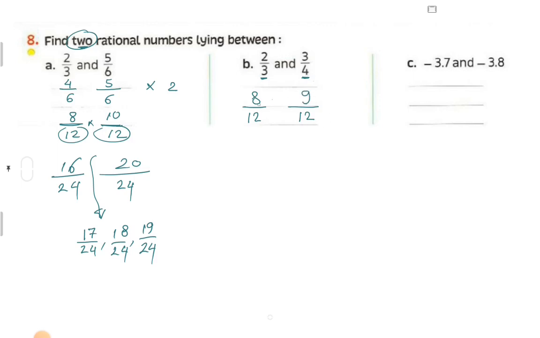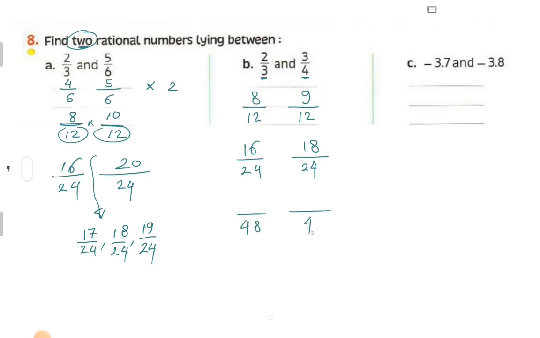There is no integer between 8 and 9. So multiply them. Okay, make them 24. 9 by 2 equals 18. 8 by 2 equals 16. Between 16 and 18 there is just 17. 17 over 24 will be one rational number. We need two. Okay, so multiply them.